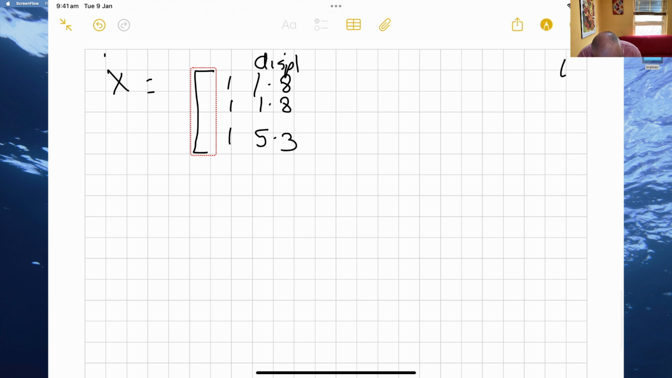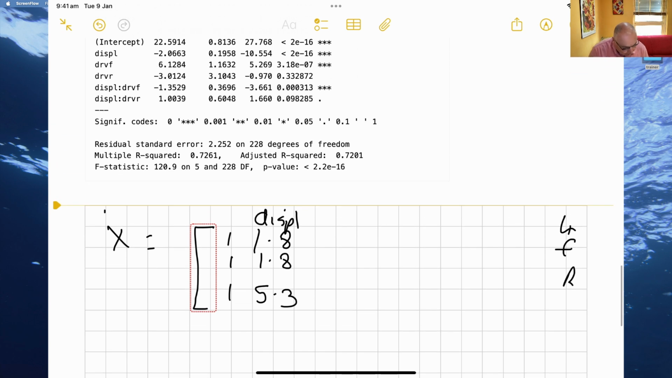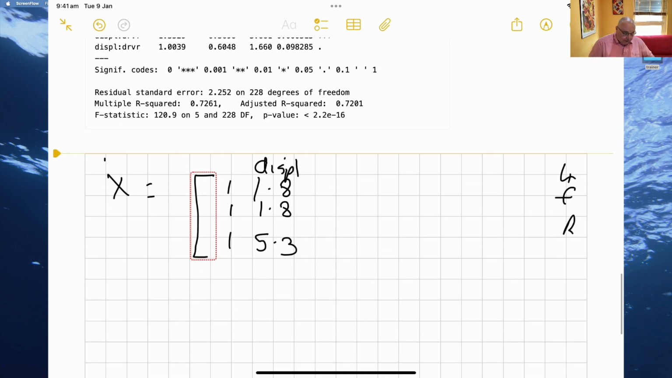So we've got 4, we've got F, we've got R. Okay, so the next question is, if that's the identical, could we do the parallel? Well, with the parallel, we're going to now add in an extra intercept for each of these various drives.